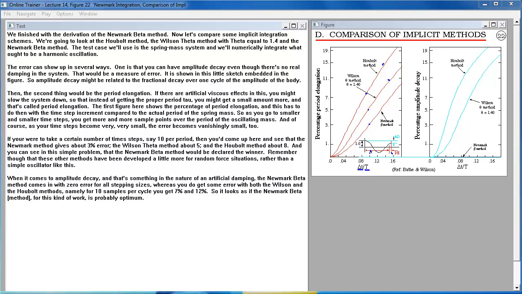When it comes to amplitude decay, and that's something in the nature of an artificial damping, the Newmark Beta method comes in with 0 error for all stepping sizes, whereas you do get some error with both the Wilson and the Houbolt methods, namely for 10 samples per cycle, you get 7 and 12%. So it looks as if the Newmark Beta for this kind of work is probably optimum.